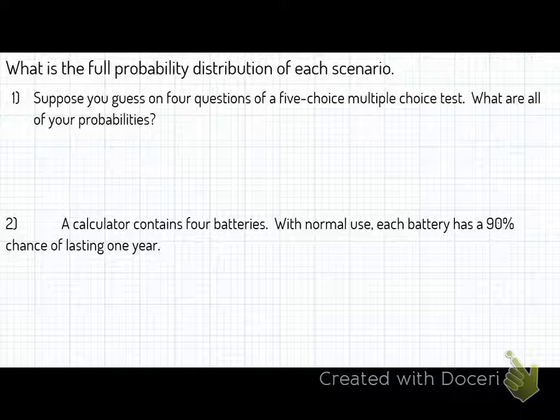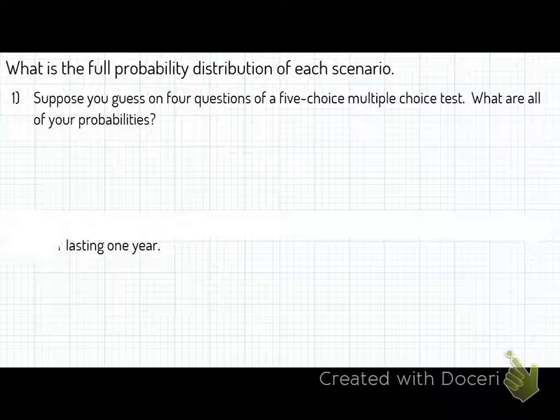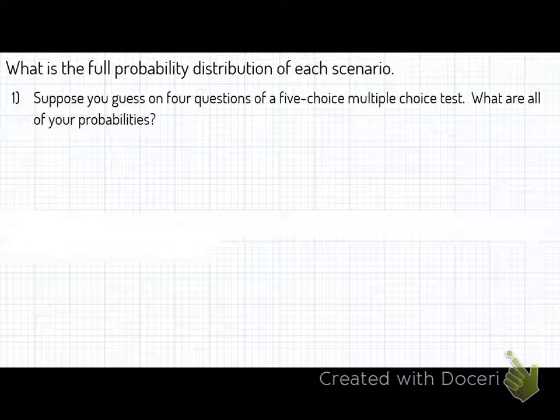So on number 1, I'm going to hide number 2 for the sake of time. Okay, number 1, okay? The question is, what is the full probability distribution of each scenario? Meaning, what are all your possible probabilities? So here's the scenario. All these are application problems, so you need to imagine what's going on. Suppose you guess on 4 questions of a 5-choice multiple choice test. What are all of your probabilities?